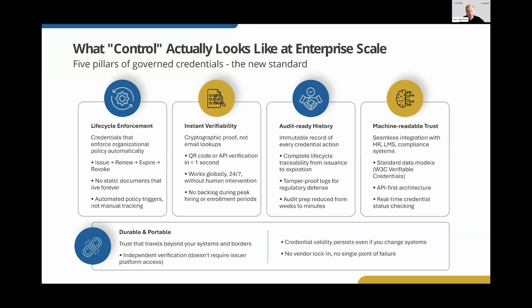We think about this stuff in kind of five pillars, right? And this is from the enterprise point of view. One, lifecycle enforcement. Can we create a policy where I issue something, and I have the ability to renew it, to expire it, to revoke it? It is constantly under my control.